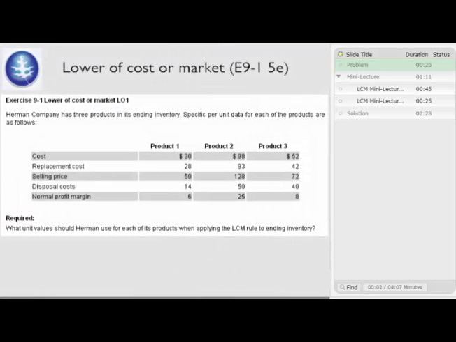Let's take a look at exercise 9-1, dealing with lower of cost or market. Herman Company has 3 products in its ending inventory. Specific per unit data for each of the products appear in the table you now see on the screen. On this problem, we are asked to determine what unit values Herman should use for each of its products when applying the lower of cost or market rule to ending inventory.